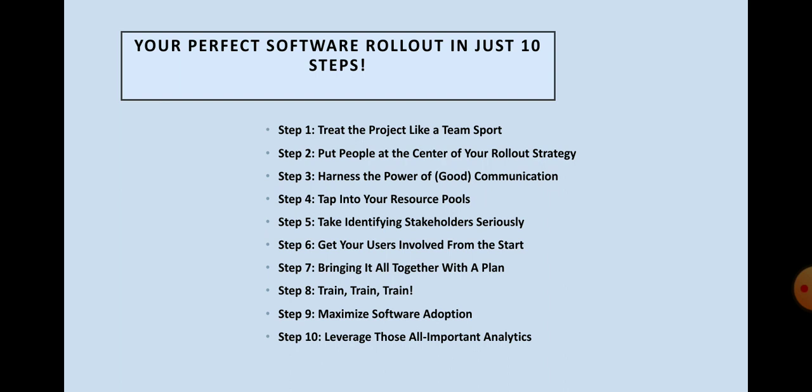Step number 7, bring it all together with the plan. Step 8, train. Train ourselves better than before. Step number 9, maximize software adoption. We should adapt to the software. Each and every time the world is updating, so we need to update ourselves. Step number 10, leverage those all-important analytics.